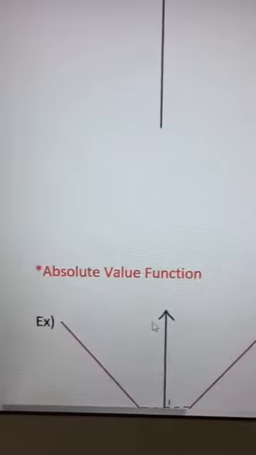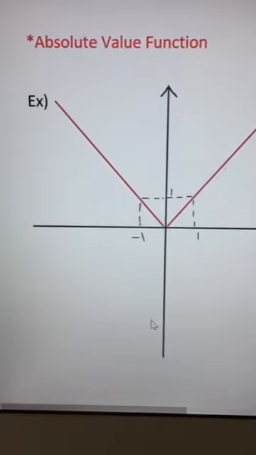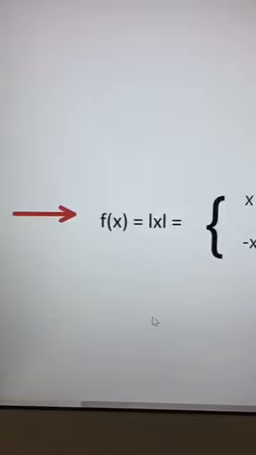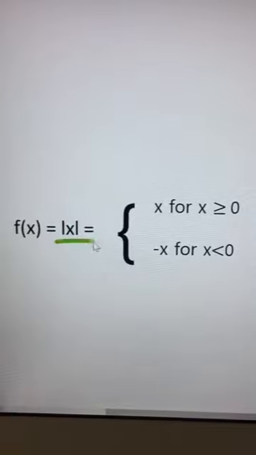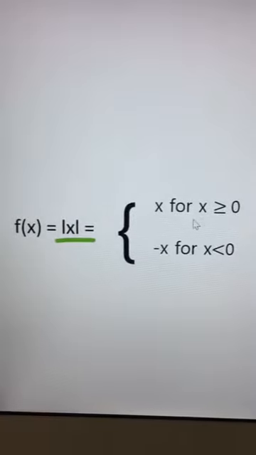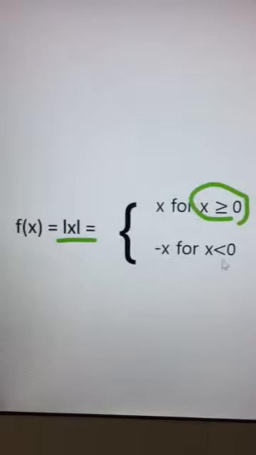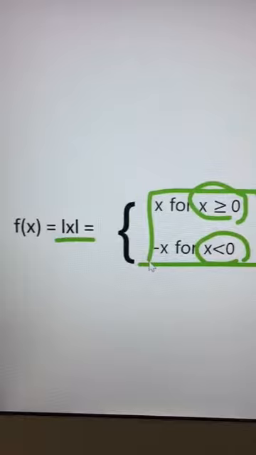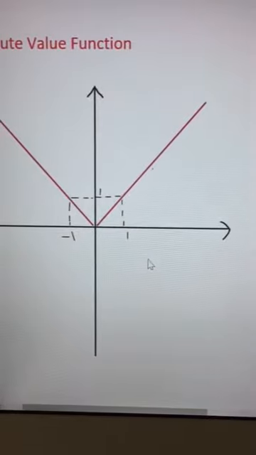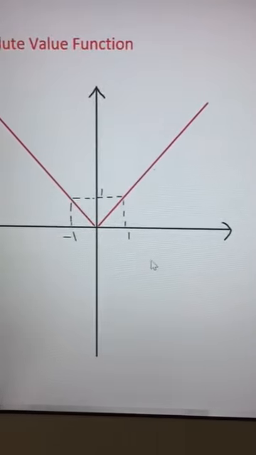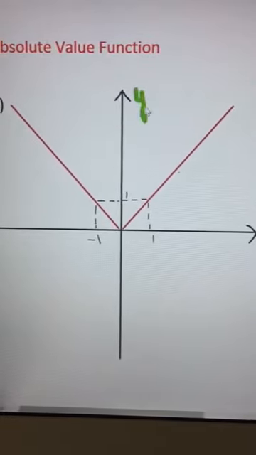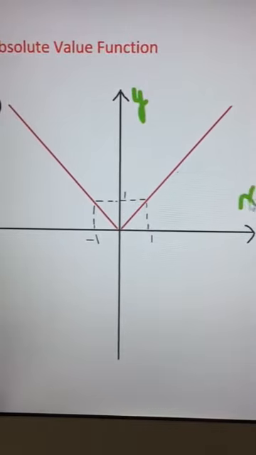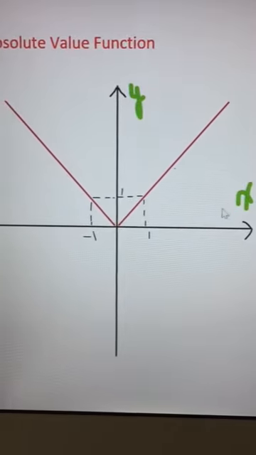Okay, so going on, we're going to take a look at the absolute value function. An absolute value function is going to look like this. f(x) is going to be equal to the magnitude of x, that is x for when x is bigger than 0, and negative x for when x is smaller than 0. So if we graph this, this is the kind of graph we will get.